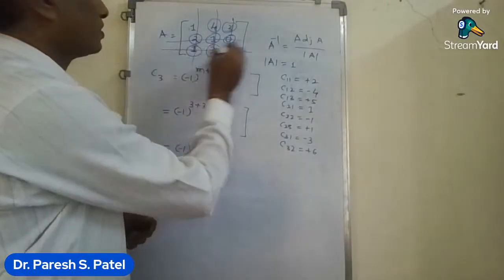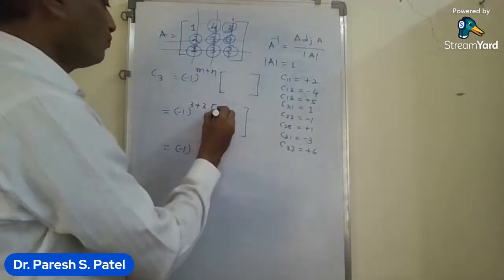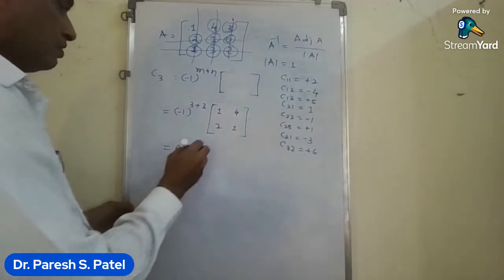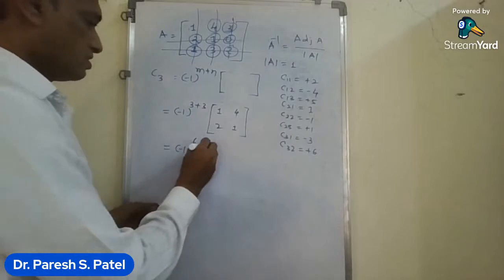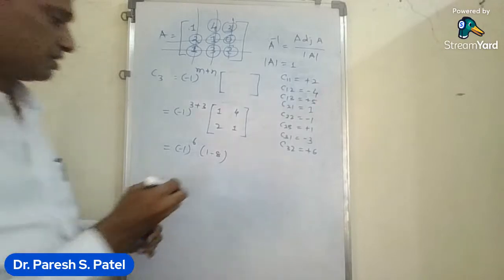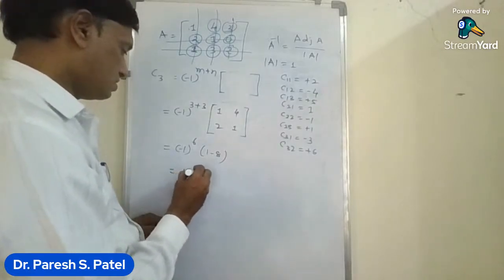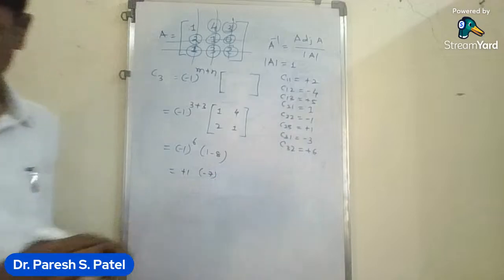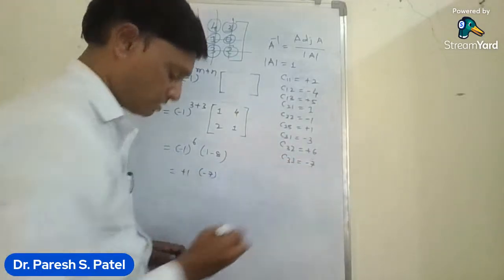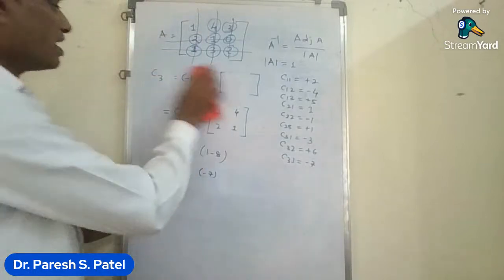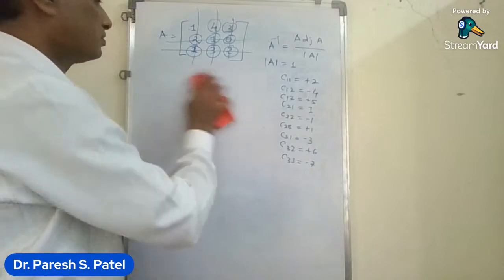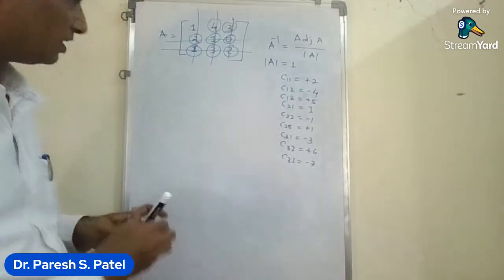C33, third column, so remainings are 1 4 2 1, minus 1 raised to 6, 1 minus 8. So answer is plus 1 and minus 7. So C33 is equal to minus 7. Okay. Now we can put this value in this matrix.